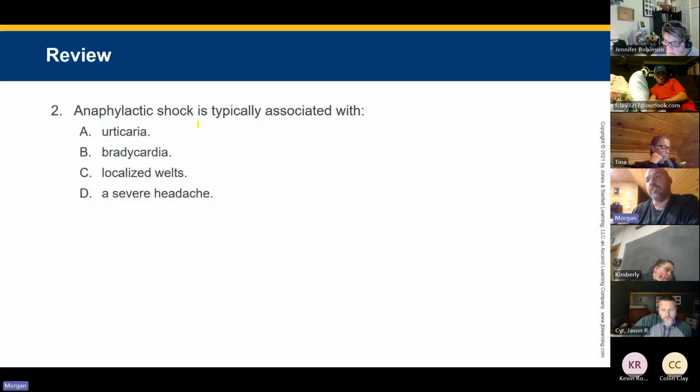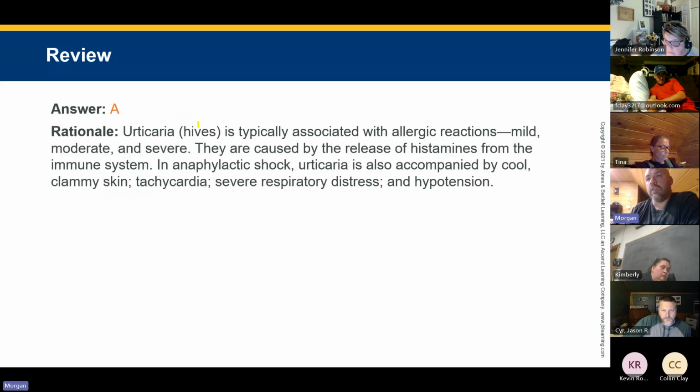Anaphylactic shock is typically associated with urticaria, bradycardia, localized welts, or severe headache. What's urticaria? Hives. Global hives, head to toe. Hives, yes.